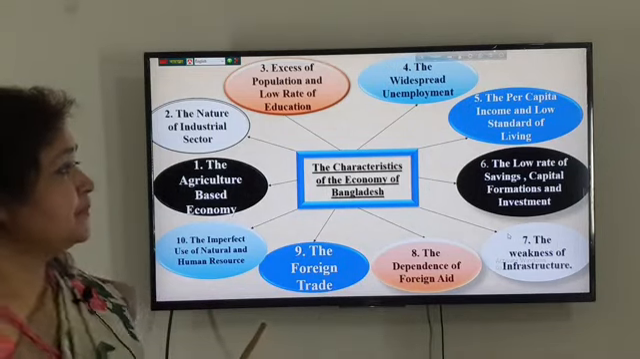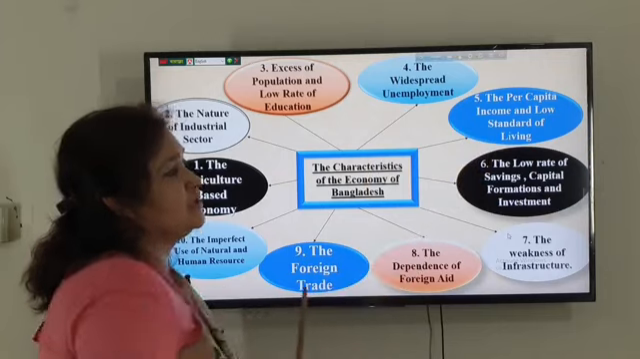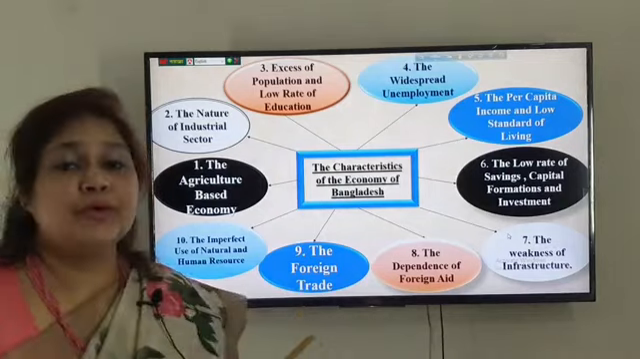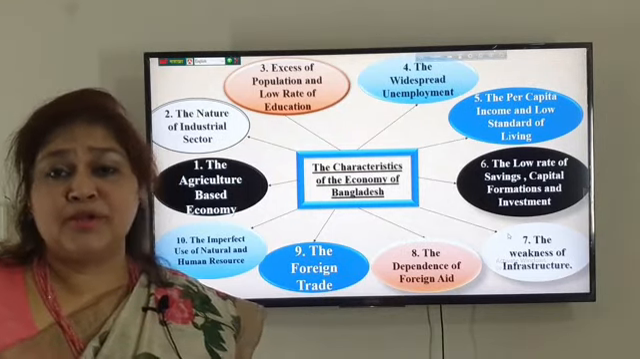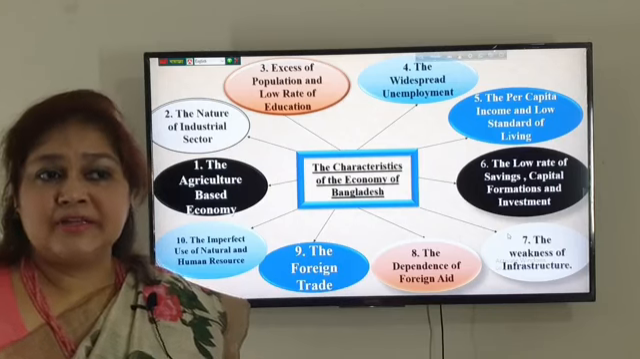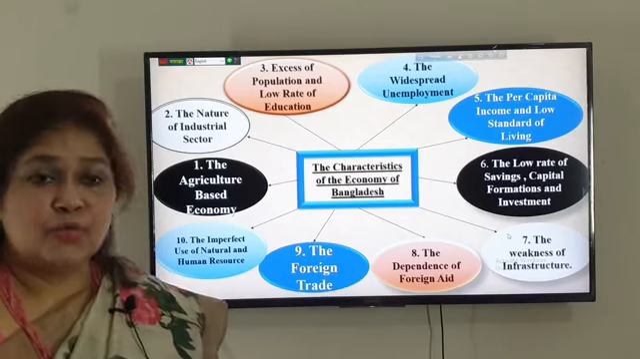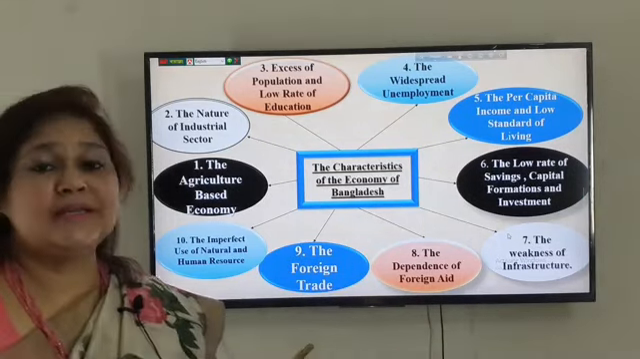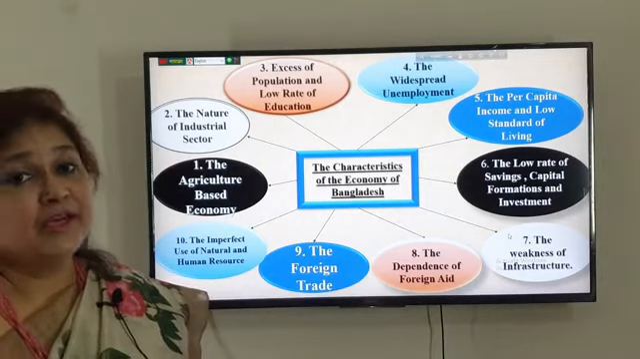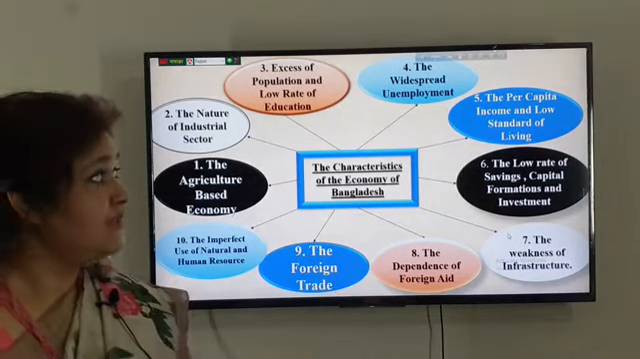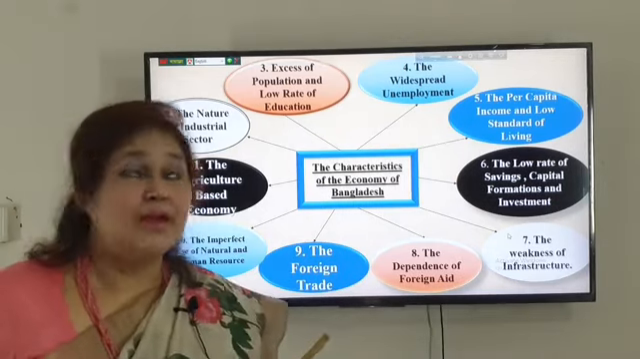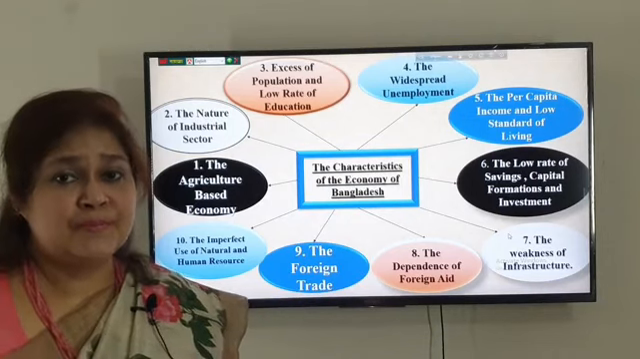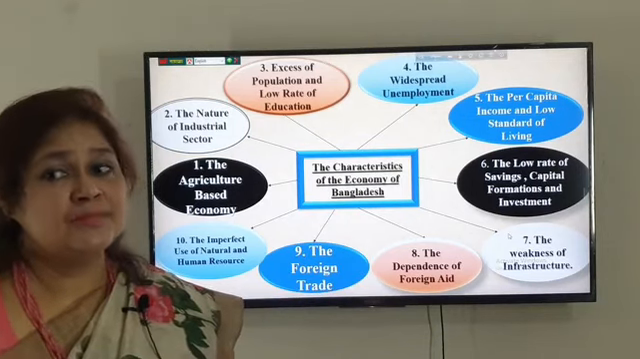Number 5, the low per capita income and low standard of living. We know in our country we cannot create employment opportunities for the people, and the labor get low wage, and for these reasons the per capita income of our country is very low, and living standard is related with per capita income. So one fourth of the people of our country live under the poverty level.